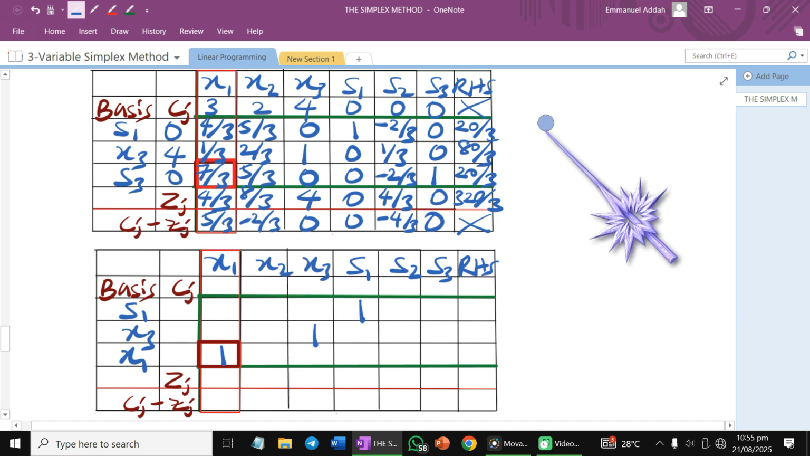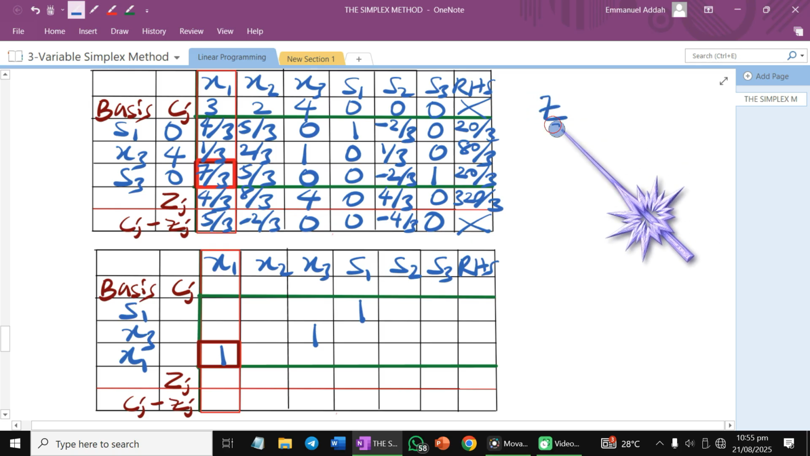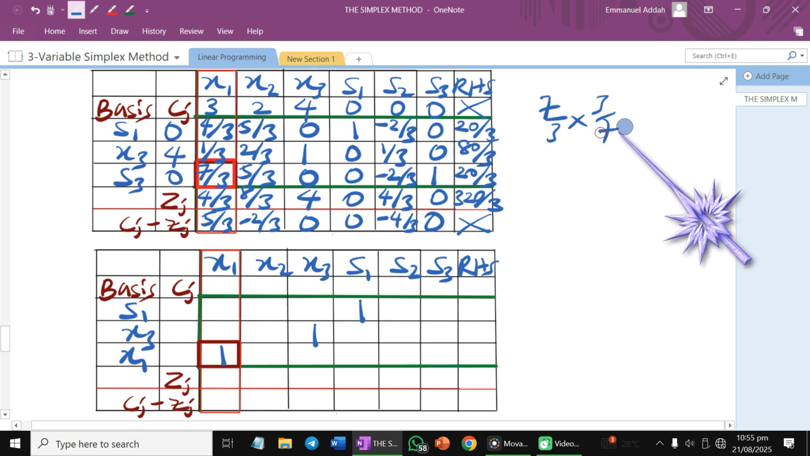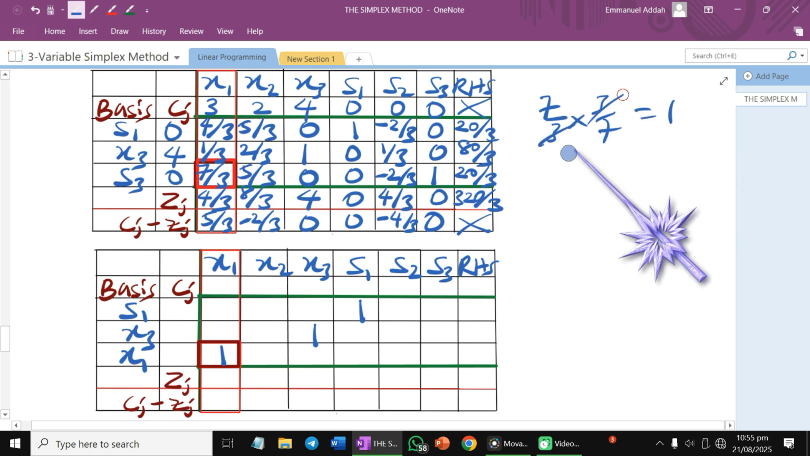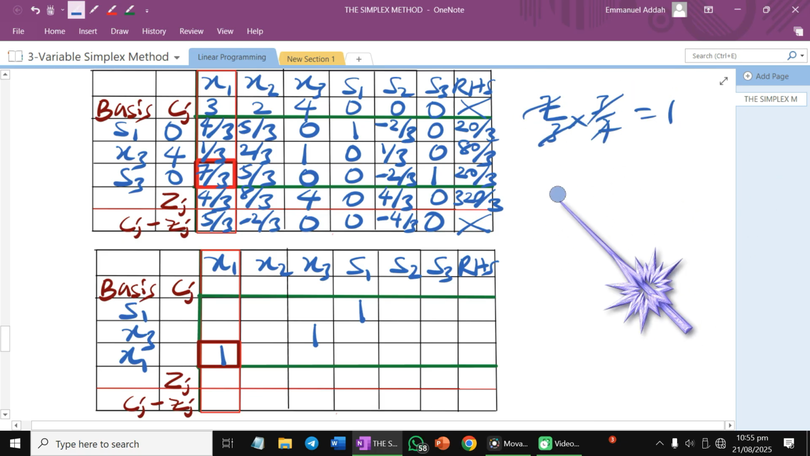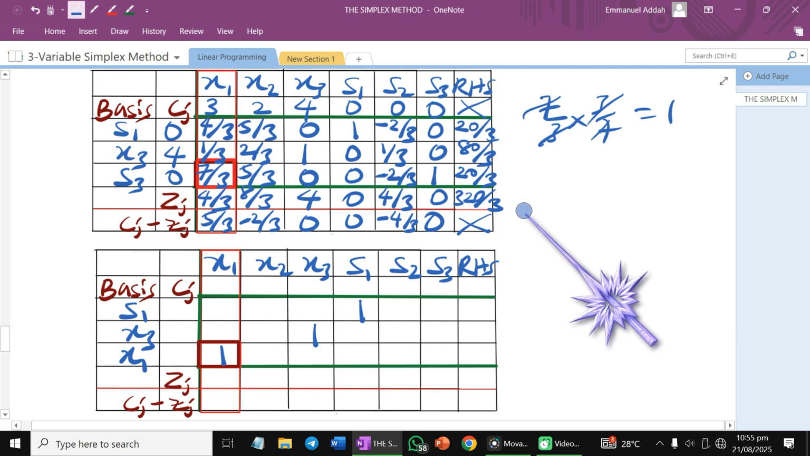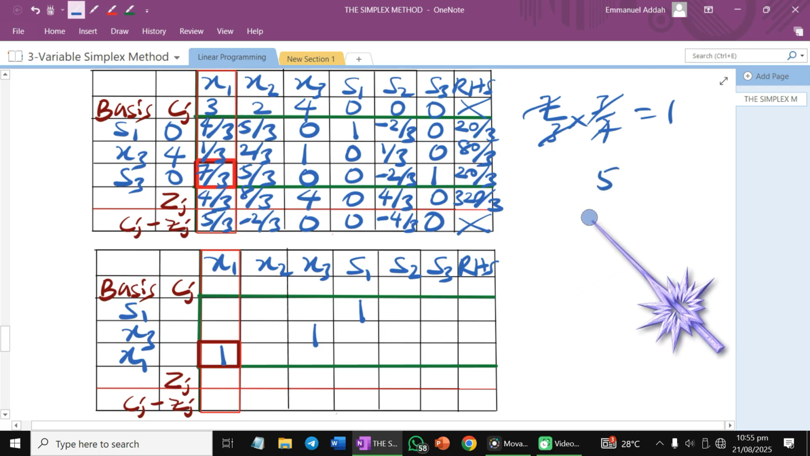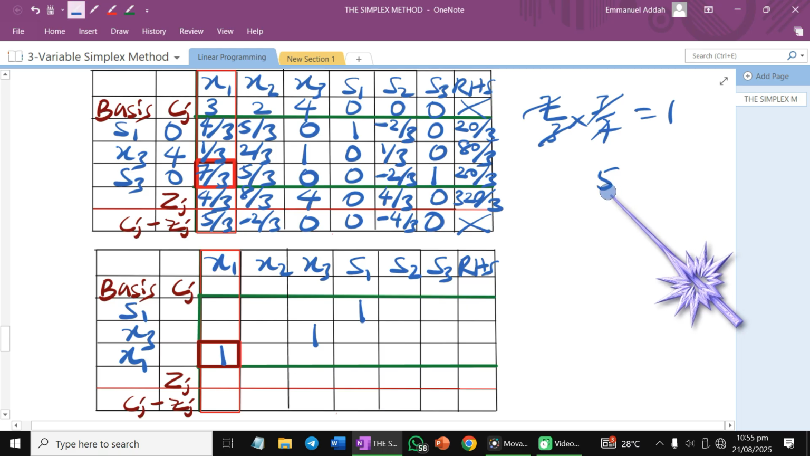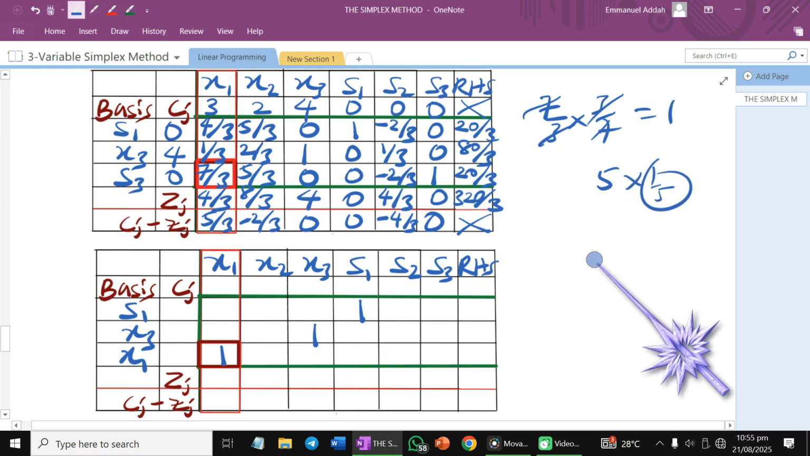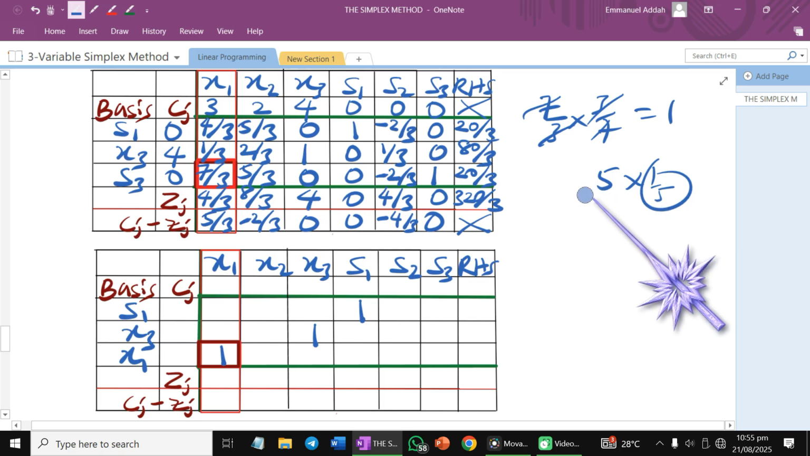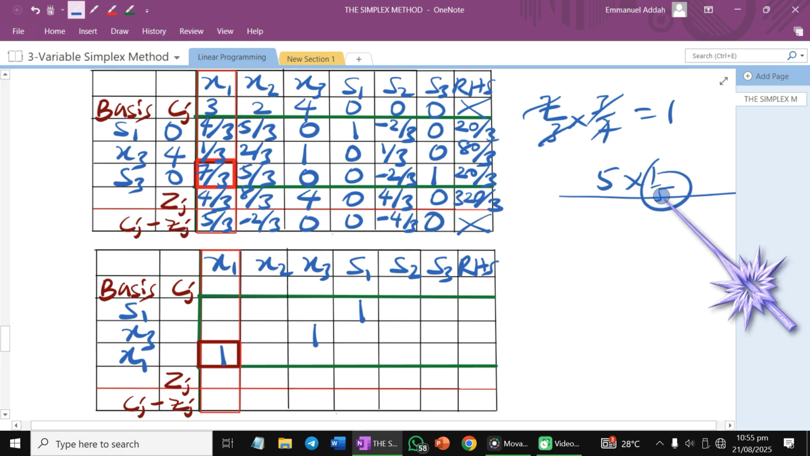That will be 3 over 7. Because you remember, 7 over 3 times 3 over 7 is equal to 1. You see that? If the value there were to be an integer, let's say 5, then you know that for you to get 1 here, you multiply by the inverse of 5, which is 1 over 5. Which means you are going to divide everybody on that row by 5. That's the meaning. In this case, it is a fraction.